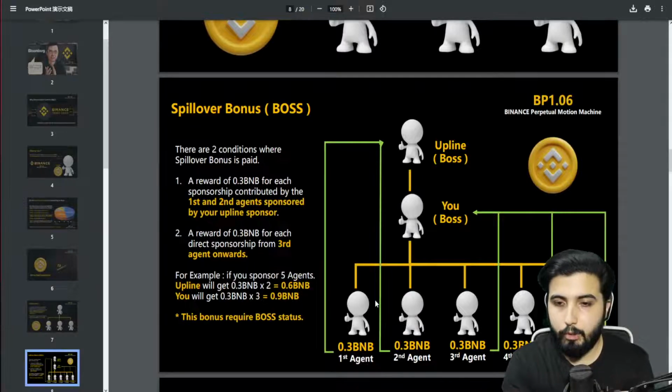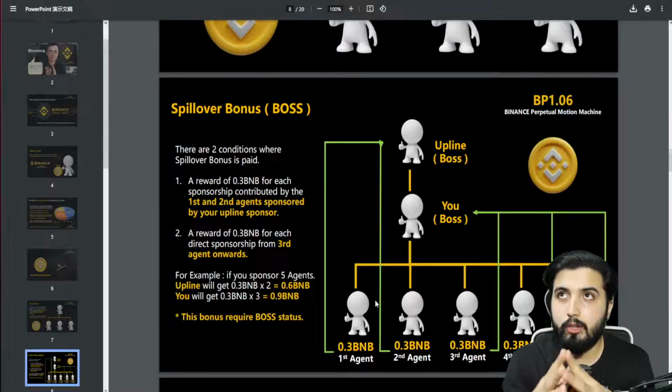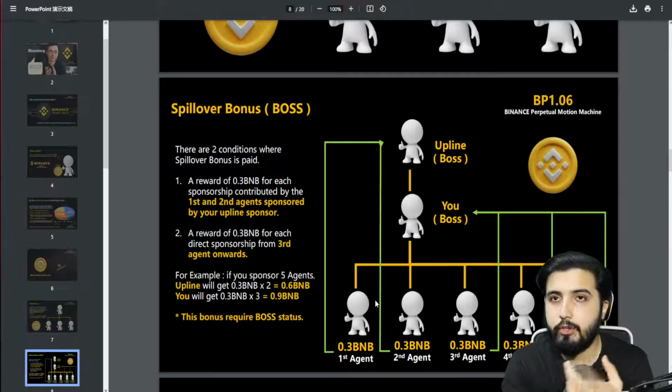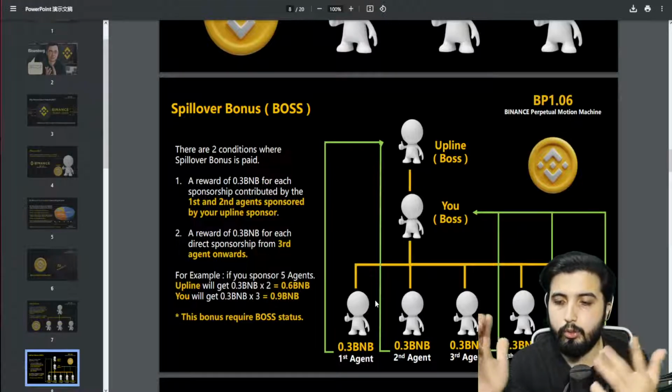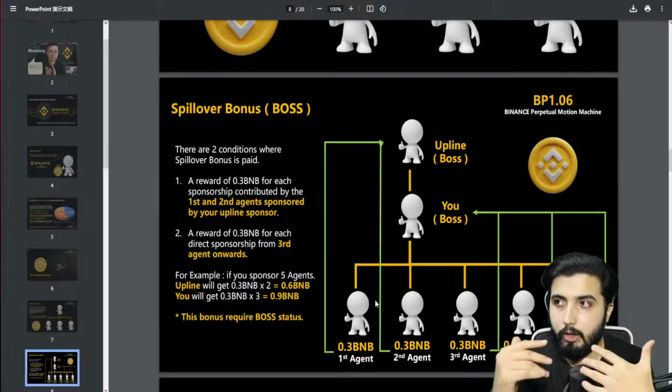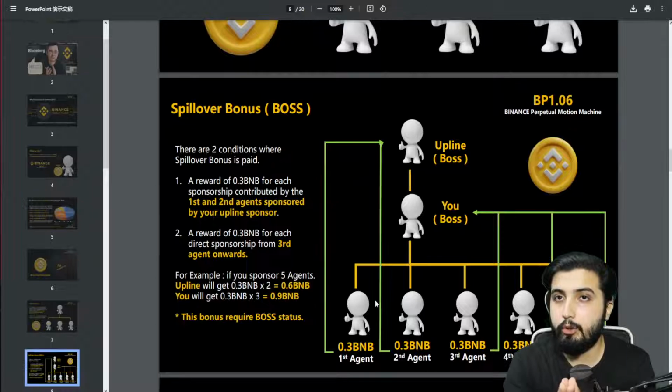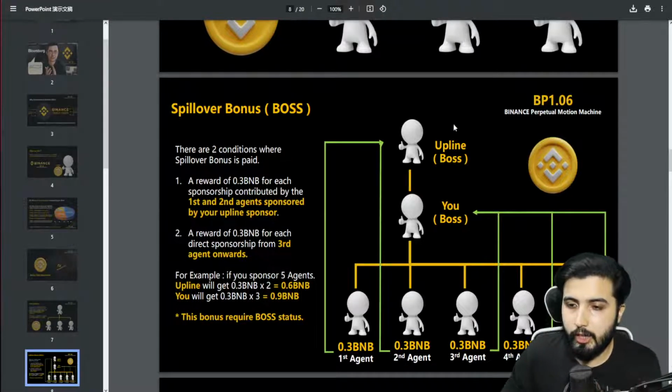So for the spillover bonus, you need to understand the whole hierarchy. There's different status, if I can call it that. You have the agent, which can be the first agent, second agent, third agent, and so forth. After a certain amount of agents that you refer, you get the status of boss, and after a certain amount of improving yourself further and further, you become the upline boss. So this, as you can see right here, creates this whole hierarchy.